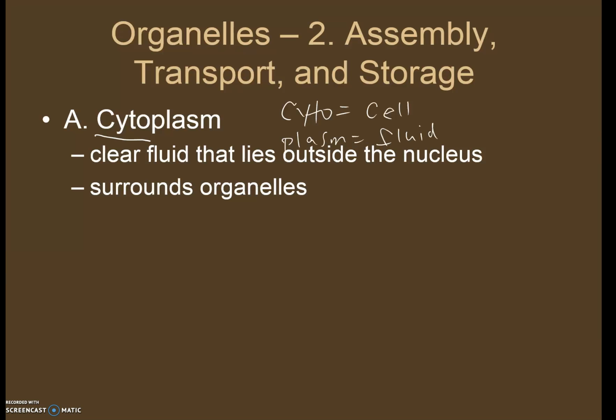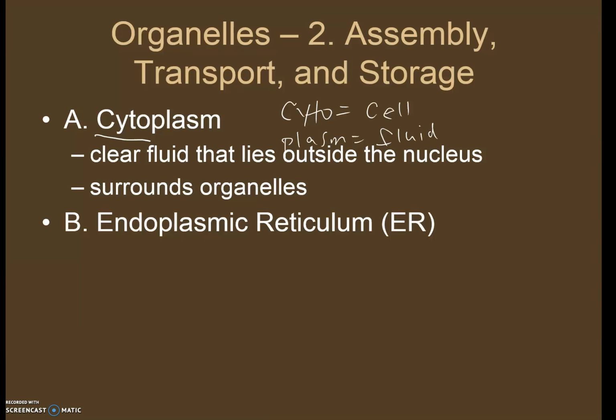Cytoplasm is the clear fluid that lies outside the nucleus. It does surround all the organelles. It's kind of like a soup of material. It's like a holding medium for the rest of the organelles in the cell. We have endoplasmic reticulum, often abbreviated ER.